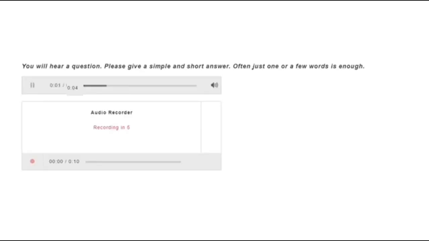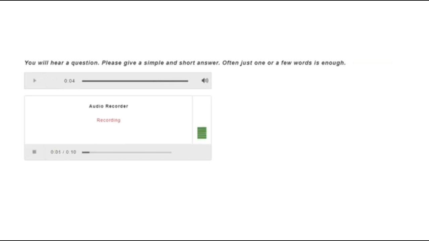Here the audio is playing and here the recording has started. So we have clearly discussed all the different question types in the PTE speaking. Now we'll be discussing some other important points.